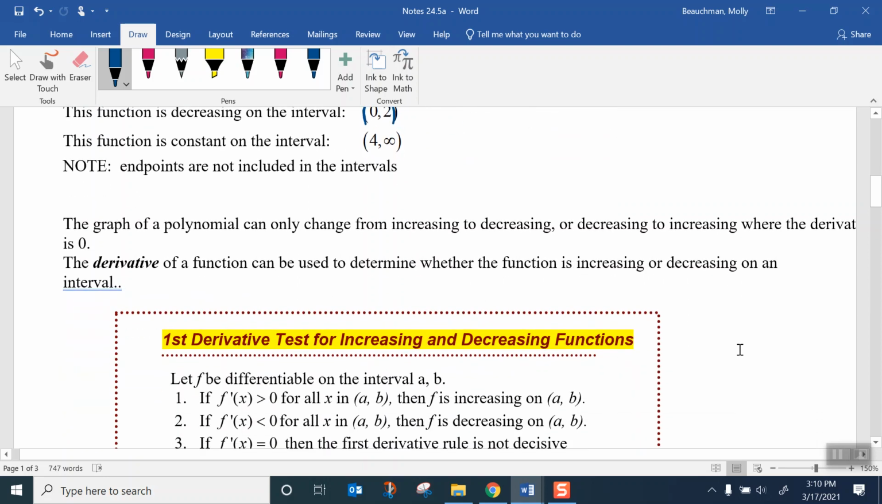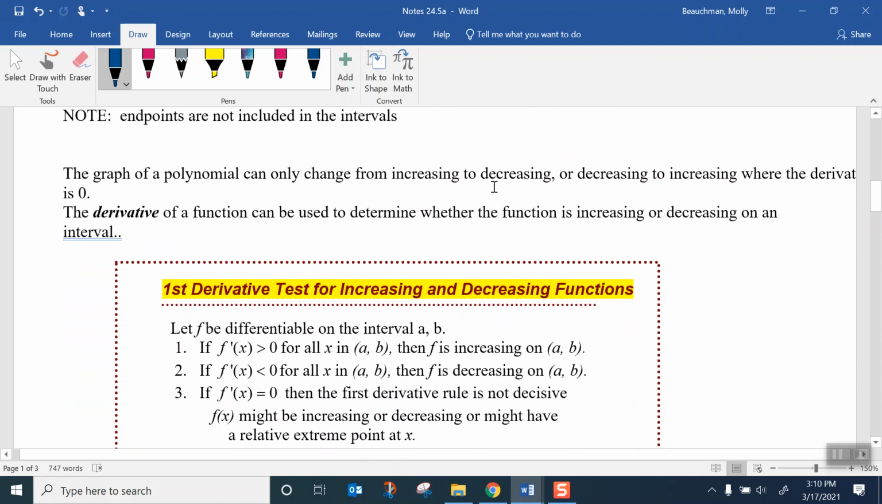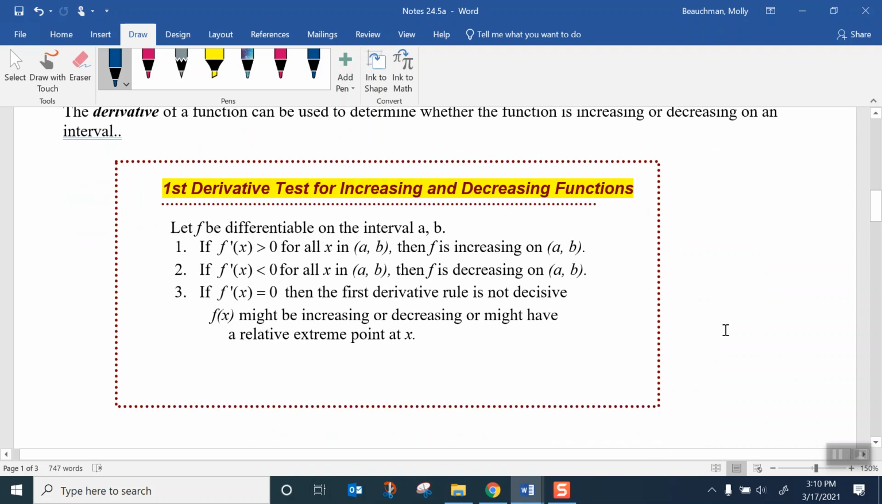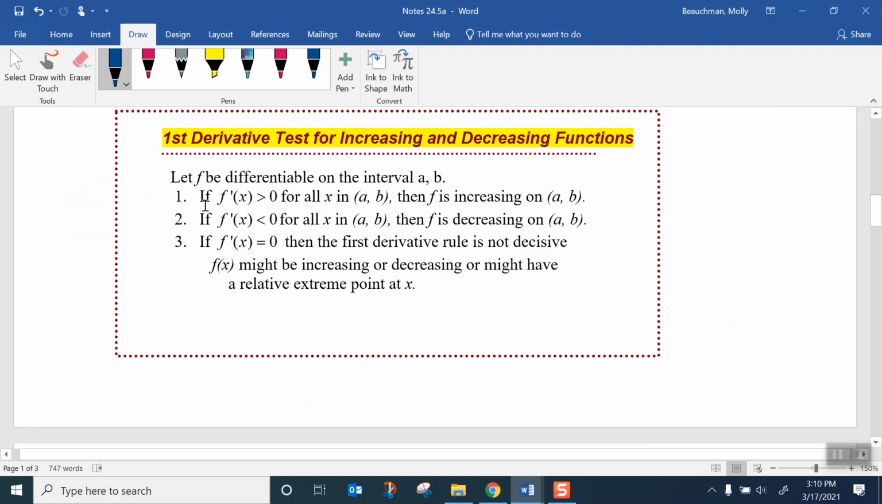The graph of a polynomial can only change from increasing to decreasing or decreasing to increasing where the derivative is 0. So we use the derivative of a function to determine whether the function is increasing or decreasing on a given interval. We have something called the first derivative test. If f is a differentiable function on the interval from a to b, and the derivative f prime of x is positive, greater than 0, for all x in the interval from a to b, then f is increasing.